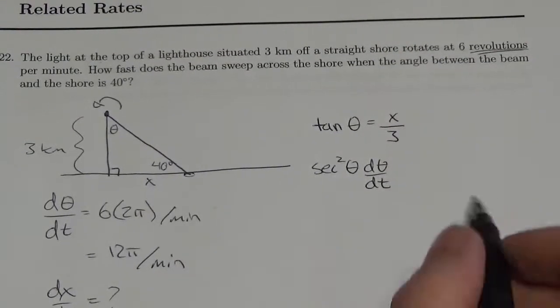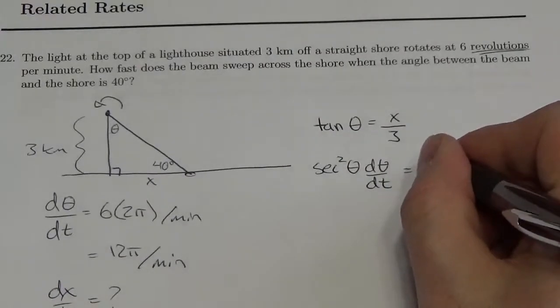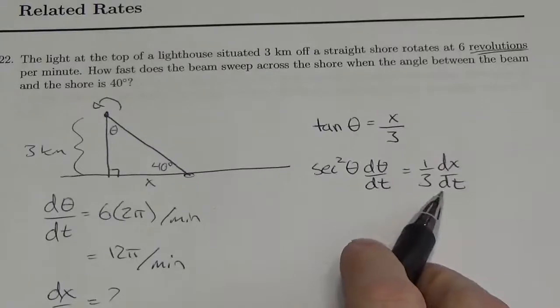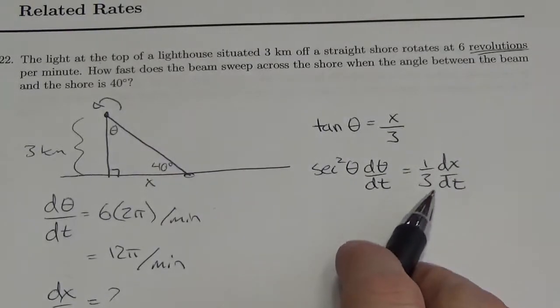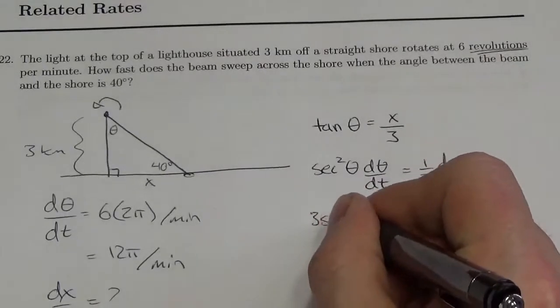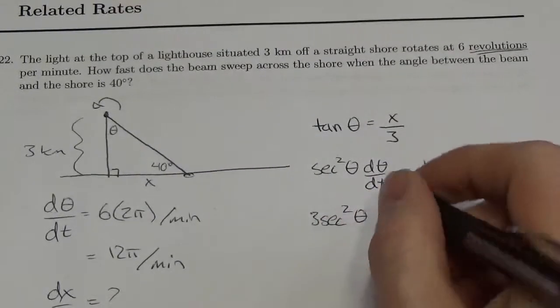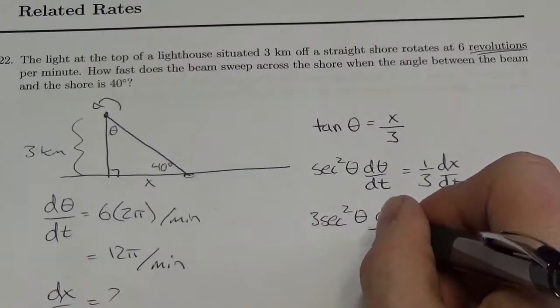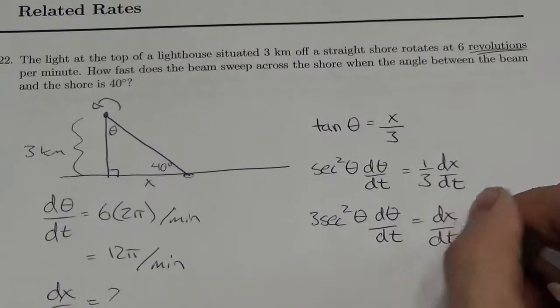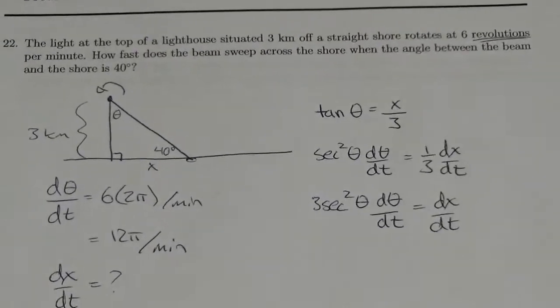Now we're looking for dx by dt. And on the right-hand side, we're going to get 1 over 3 dx by dt. So there we go, we got the dx by dt out of there. Now we're going to bring the 3 over, so this will be 3 secant squared of theta d theta by dt is equal to dx by dt. Wonderful. Well, now we have everything we need.